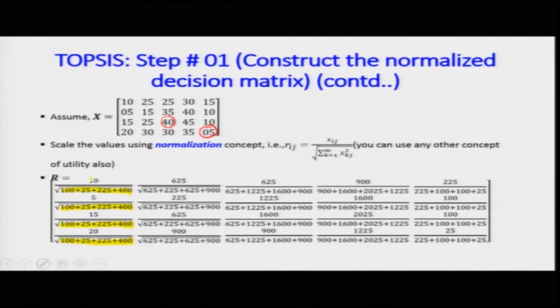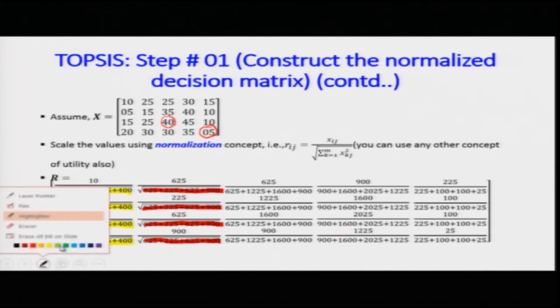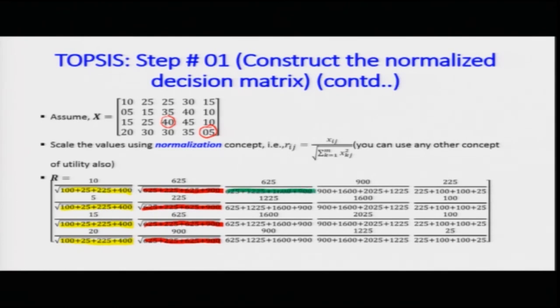Similarly, if I go to the second column, the corresponding squares are 25 squared 625, 15 squared 225, 25 squared 625, 30 squared 900. Here I have considered the square root for the first two columns. For the third, fourth and fifth columns I am not considering the square root, but just giving an example. They are again the squared values of each cell in the third column.